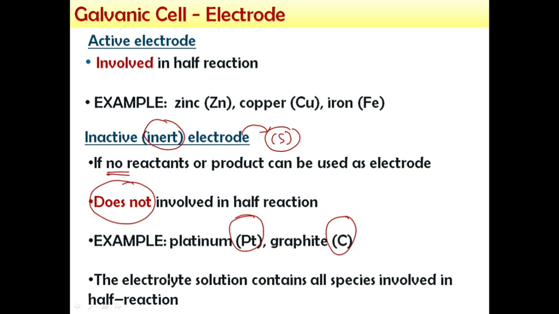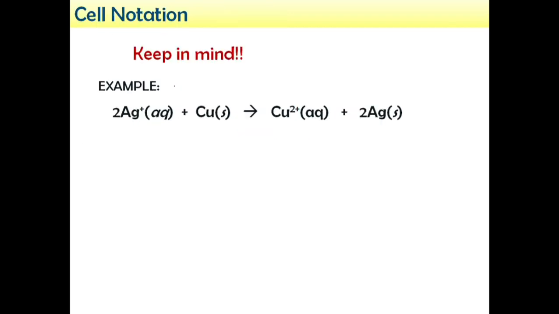Okay. So, the electrolyte solution already contains all the species involved in the reaction. Jadi, bila dalam solution dah ada semua species yang terlibat, that's why tak ada dalam fasa solid. Okay? Jadi, sekarang kita tengok satu lagi benda yang awak kena tahu untuk cell notation.